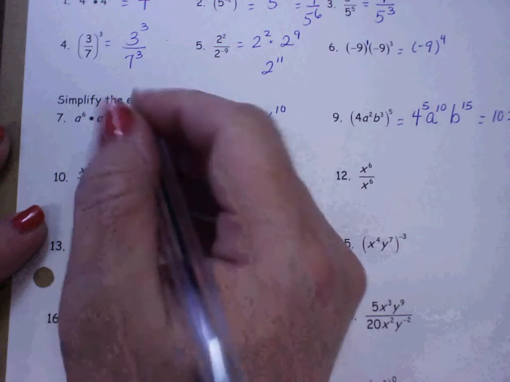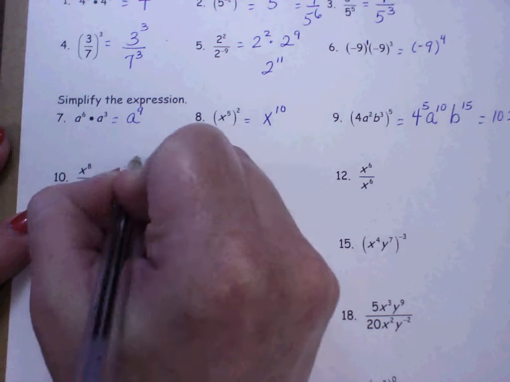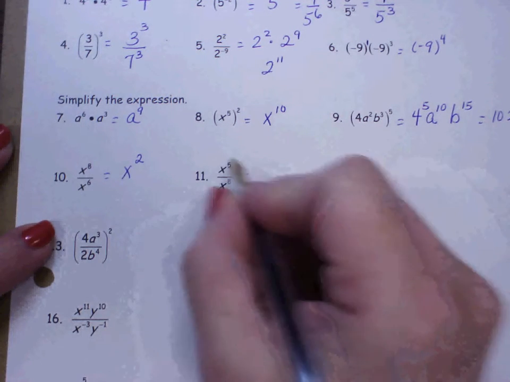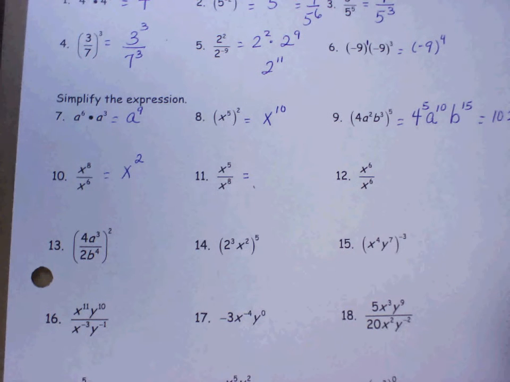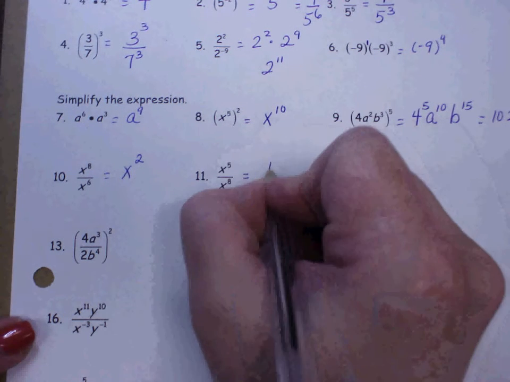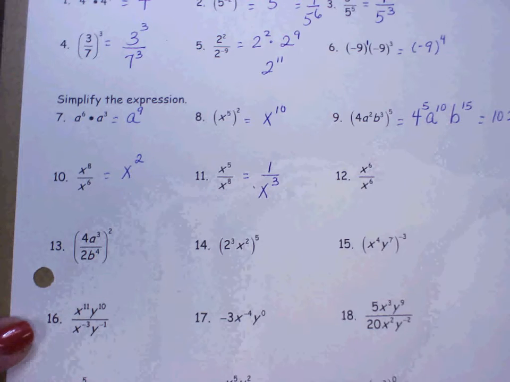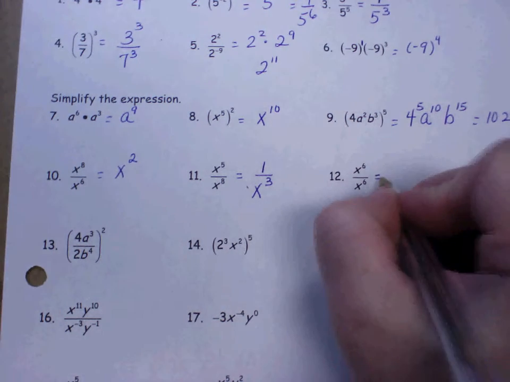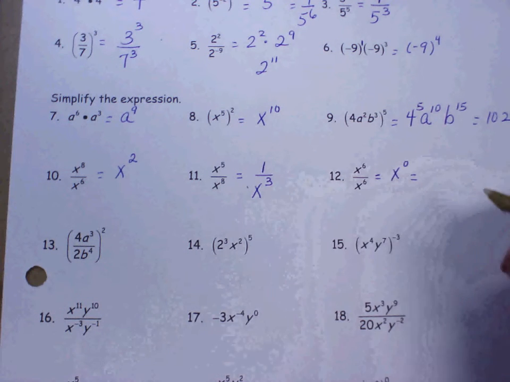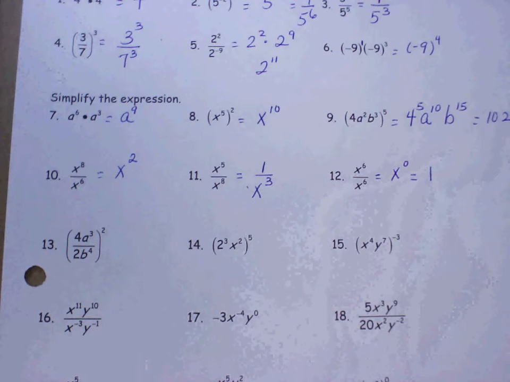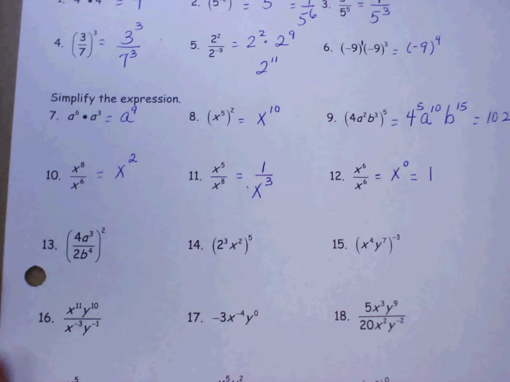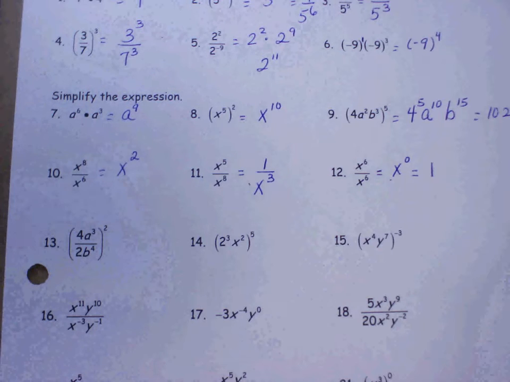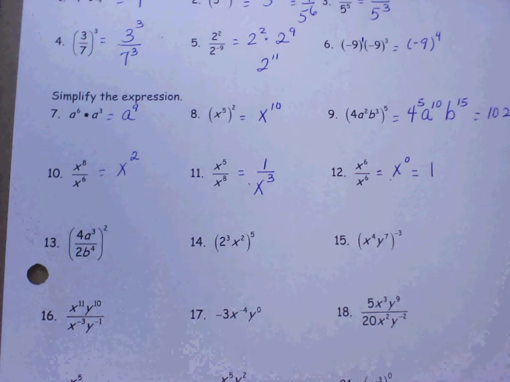All right. Subtract. Very good. Quotient rule. So x to the 2nd, right? Very good. Quotient rule. But where do you put it? Numerator or denominator? Denominator. So 1 over x to the 3rd. Oh my God, this one's so easy. X to the 0, which equals what? 1. There you go, because 6 minus 6 is what? 0. And any base to the 0 is always 1. We did it yesterday, right?